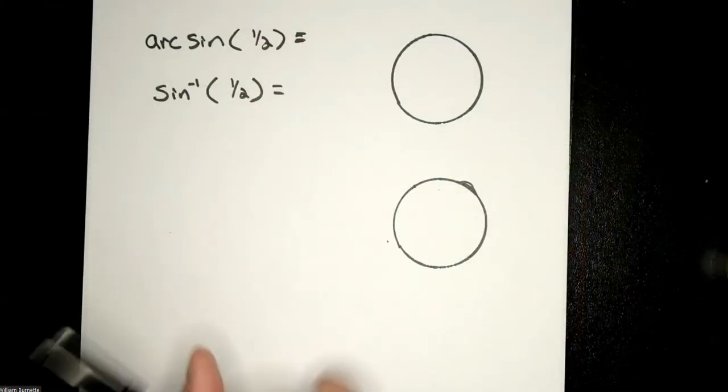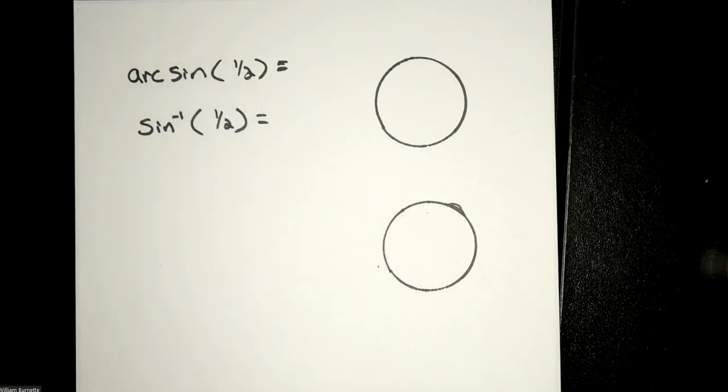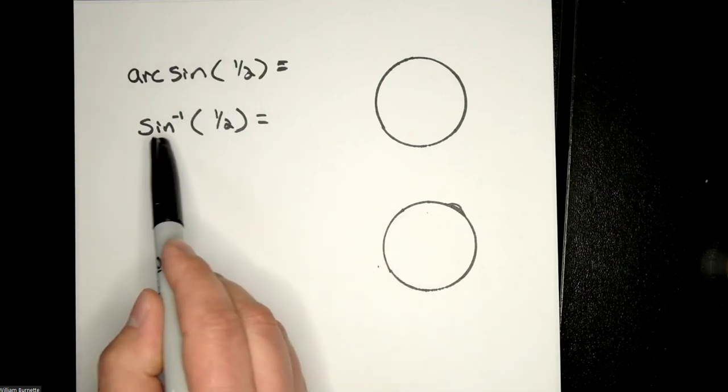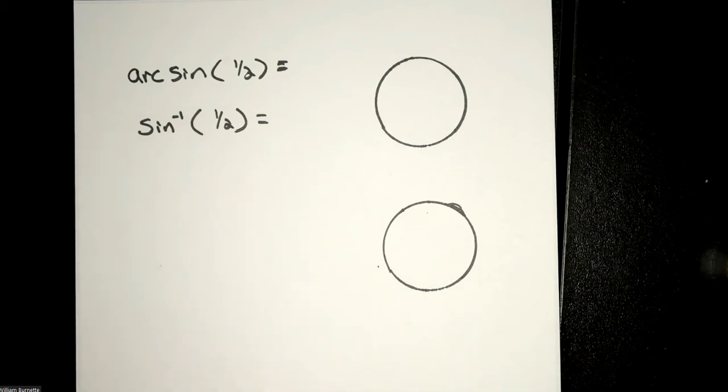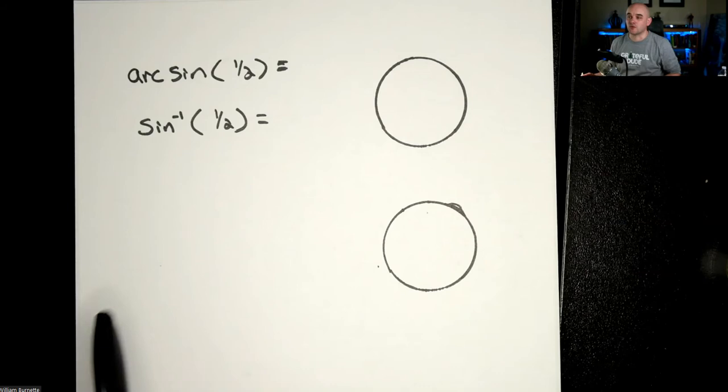Hello, today I'm going to take you through inverse trig functions. So let's start off with the inverse to sine. Now we write out inverse trig functions like this. We either say arc sine of 1/2, or the sine inverse of 1/2. Both of these mean the exact same thing, and you could see them written out either way.